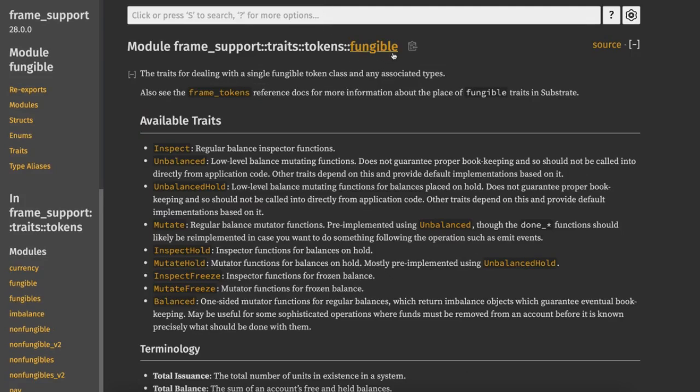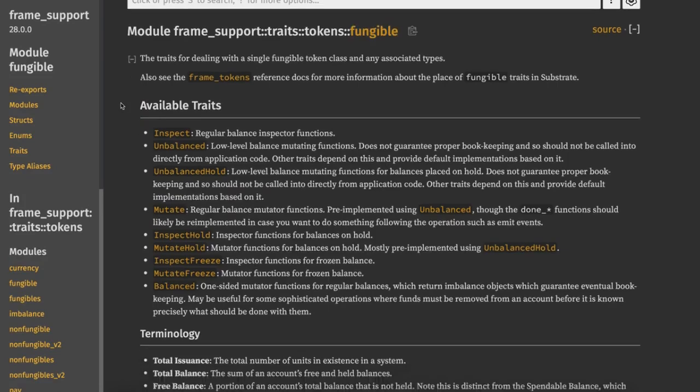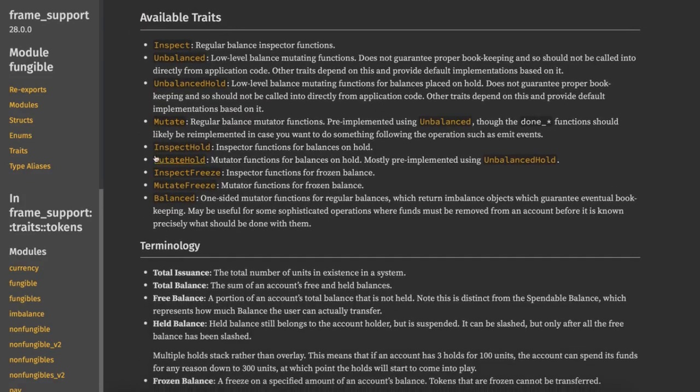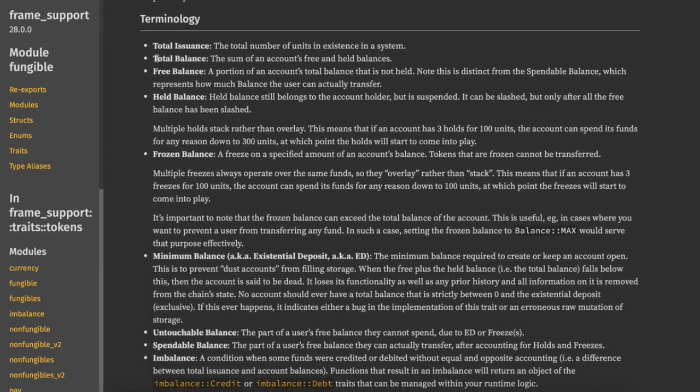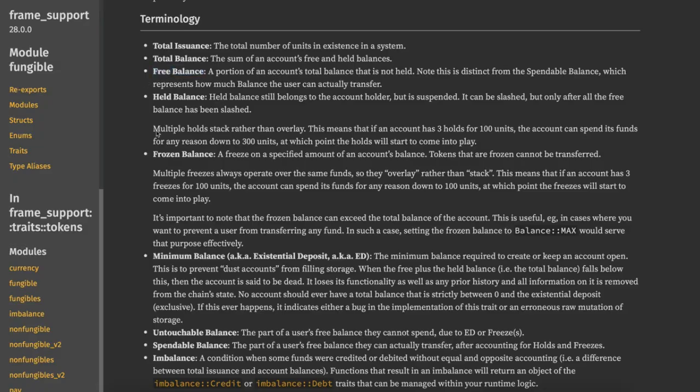What I'd like to do now is to take a deep look at the terminology here, as it's really tricky. Total issuance: the total number of units in existence in a system. Okay, got it. Total balance equals free balance plus held balance. Free balance equals total balance minus held balance. Held balance. This one's a bit tricky.